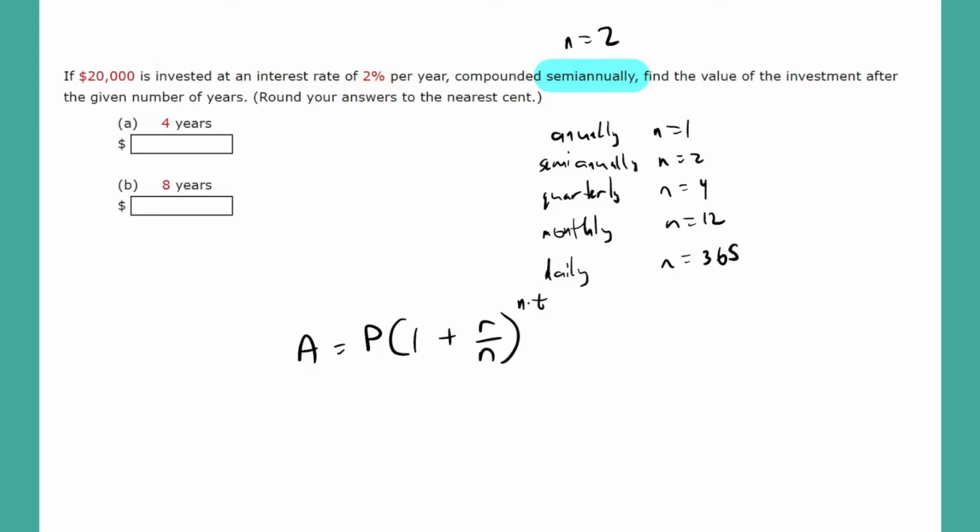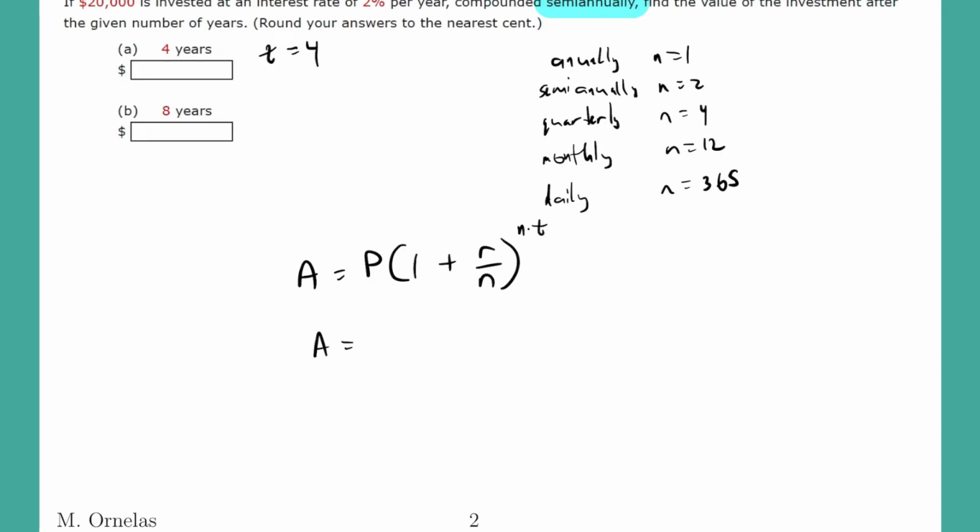So we know that the interest rate is 2%, which is 0.02. We know that n is 2 in this case because it's semi-annually. And it says, find the value of the investment after the given number of years. So t in this case is 4. And the principal amount is $20,000. So let's plug in these values. 20,000, 1 plus 0.02 over 2, and then 2 times 4. The number of years is 4 for part A.